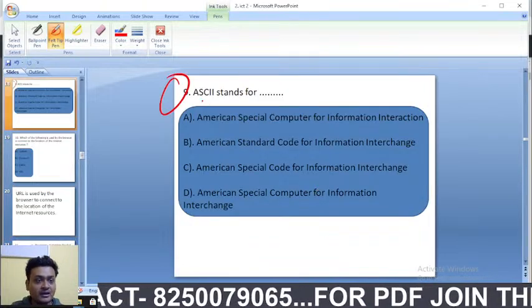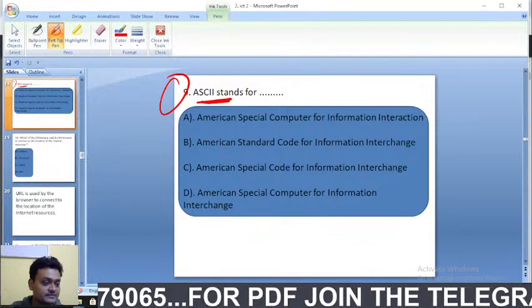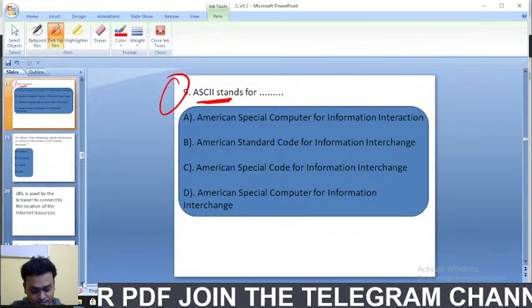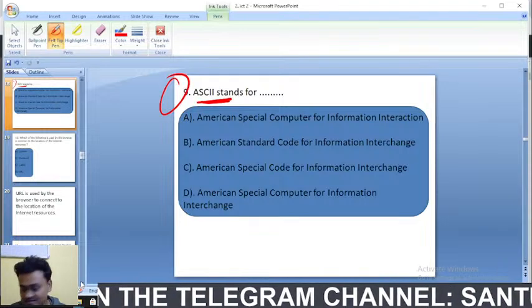ASCII का फुल फॉर्म क्या है? ASCII, what is the full form of ASCII? What is the full form of ASCII here?